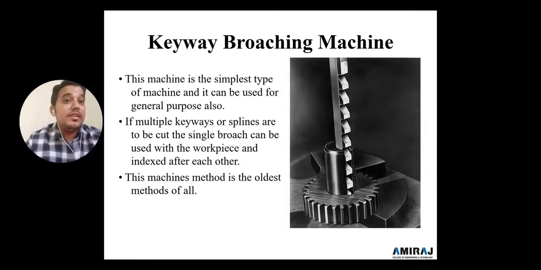And finally we have to learn the keyway broaching machine. We already saw the cross section for keyway generation in a gear, in a shaft, in a bearing, or in any other arrangement which we mount onto a rotating shaft or rotating element. For that purpose, the keyway broaching operation is required.